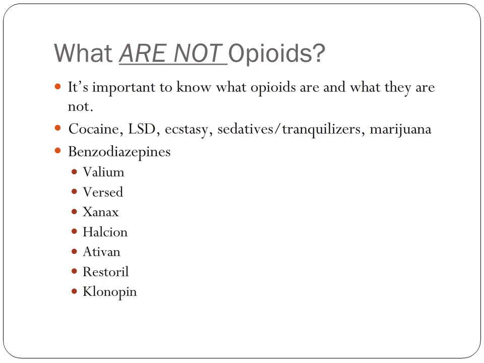So this list of medications here are things that are not opioids, such as cocaine, LSD, ecstasy, sedatives or tranquilizers, marijuana. Benzodiazepines, as we saw in a chart earlier, are a huge class of drugs that are abused as well, but naloxone will not do any good for these type of overdoses. And benzodiazepines include medications such as Valium, Versed, Xanax, Halcion, Ativan, Restoril, and Klonopin, and there are other names as well.